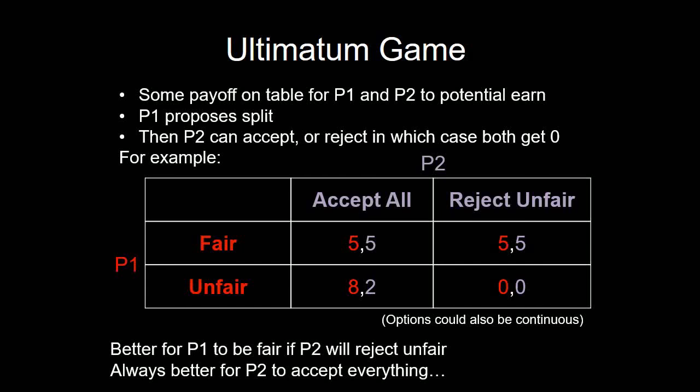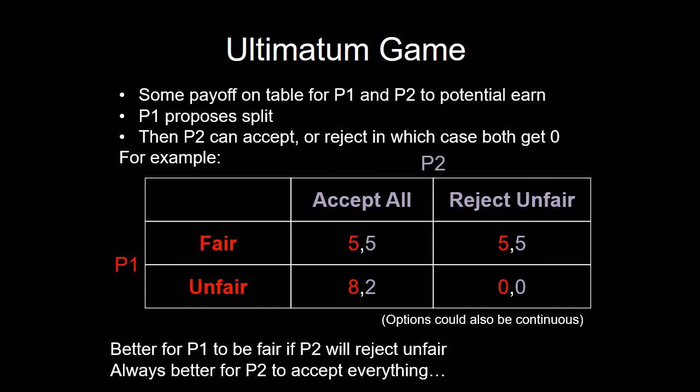But if player 1 makes an unfair offer, then player 2 does better, makes a higher payoff by accepting than by rejecting, because rejecting is just leaving money on the table. And so, again, player 1 can assume that if player 2 is just trying to maximize their payoff, they would be willing to accept everything, and therefore player 1 should make the unfair offer.